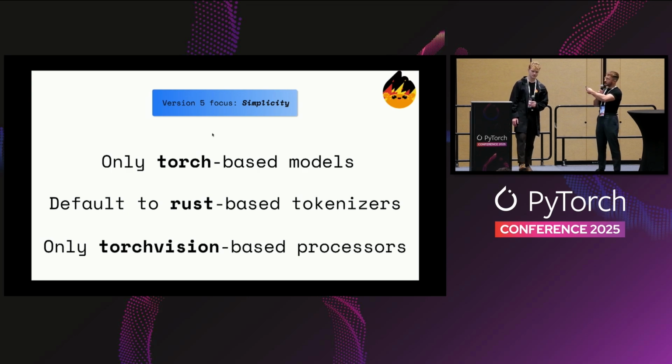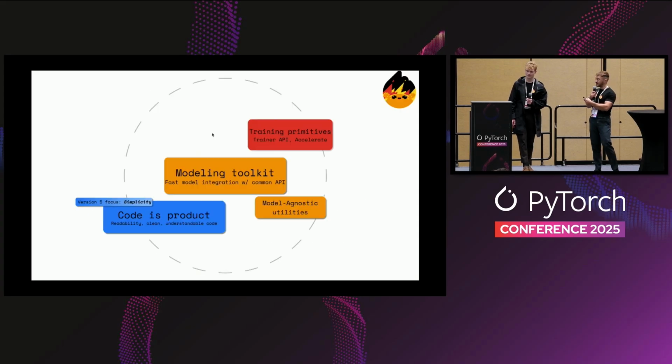Those are just three examples of simplicity-oriented PRs that we have pushed forward, but there are many, many more. If you take a look at the issue that we posted a bit earlier, that we can show again at the end, you'll see all the breaking changes, or all the changes oriented towards increasing simplicity, towards V5. This is being added to the code as the product pillar of Transformers. We want simplicity to be a focus of V5.